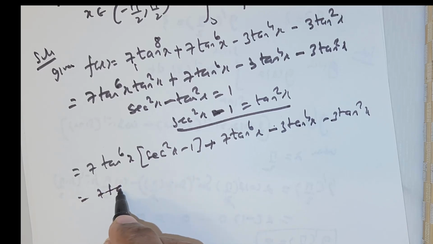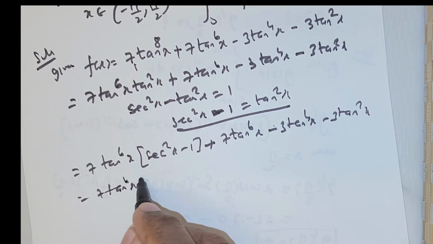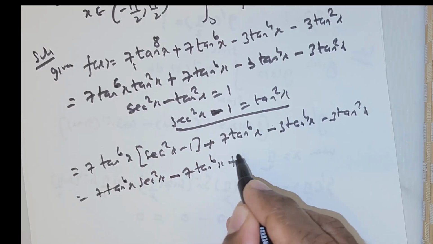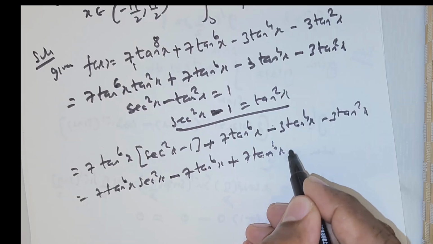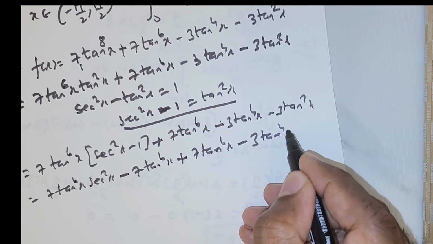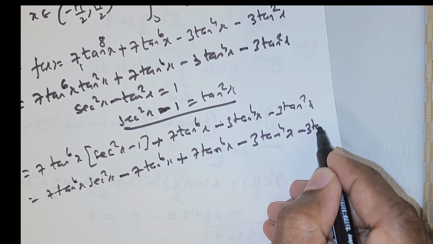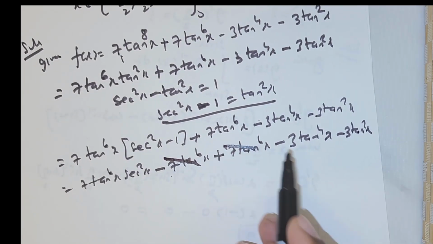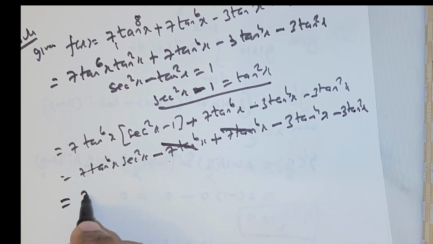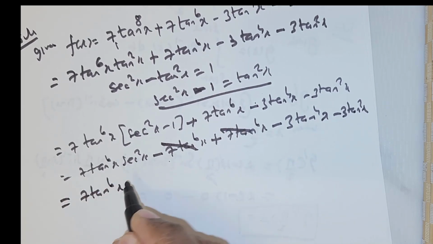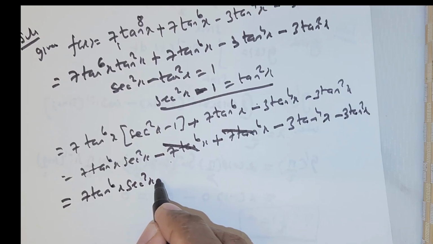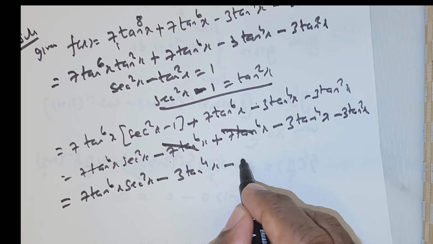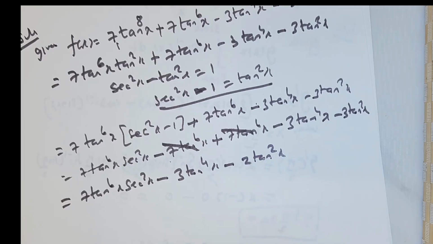Now I distribute this, I get tan raised to the power of 6x times secant squared x minus 7 times tan raised to the power of 6x plus 7 times tan raised to the power of 6x minus 3 times tan raised to the power of 4x minus 3 times tan squared x. Now minus 7 times tan raised to the power of 6x and plus 7 times tan raised to the power of 6x get cancelled, giving me 7 times tan raised to the power of 6x times secant squared x minus 3 times tan raised to the power of 4x minus 2 times tan squared x.